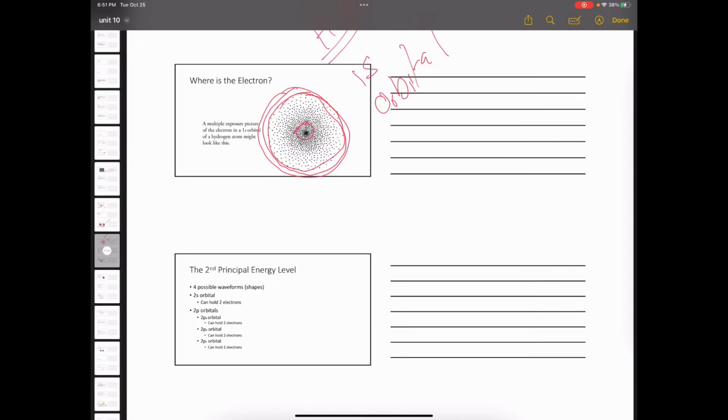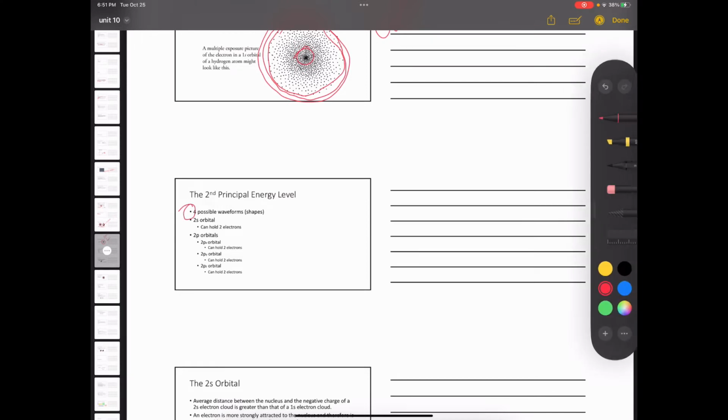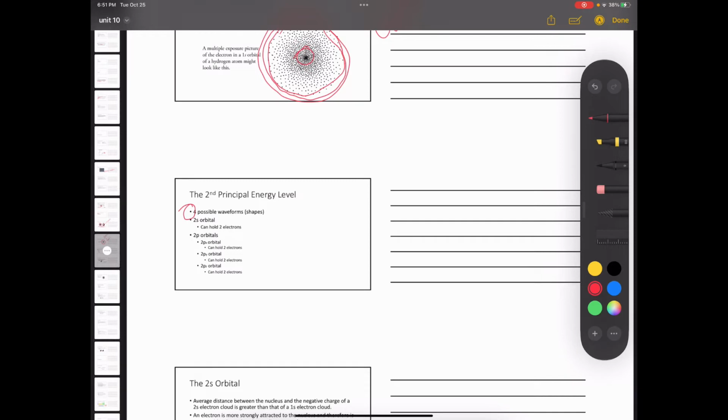first principal energy level. Well, in addition to having a high energy, the second principal energy level has four possible waveforms. Just like when we looked at the first principal energy level, where we had the s orbital, the single waveform of the s orbital, in the second principal energy level things will get a little bit more complicated. So instead of having a single waveform, a single orbital, or a single shape, we have four possible waveforms and four possible shapes. So there is more room for the electron to move around.